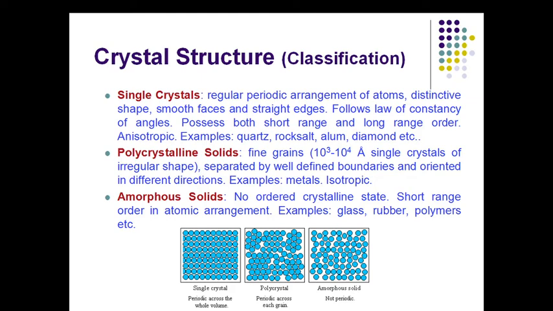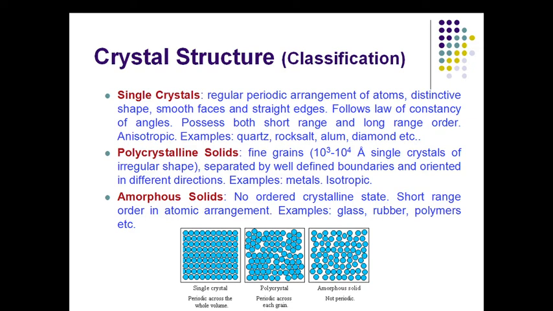So again, a crystalline solid is the one in which there is a regular and periodic arrangement of atoms. They have long range order. The examples of crystalline solids are metals, rock salt, alum, diamond, quartz, etc. Calcite can also be an example of crystalline solids.